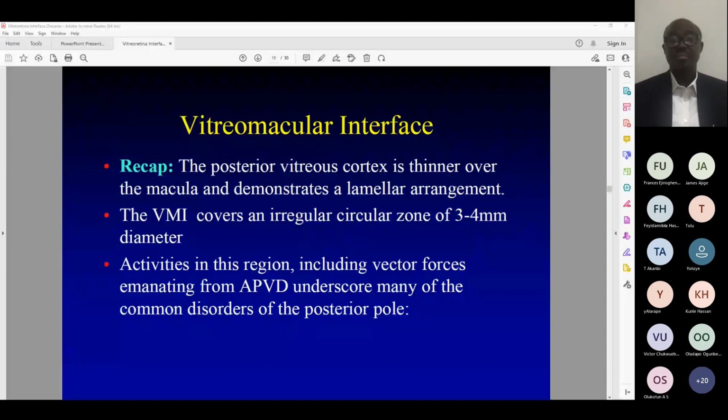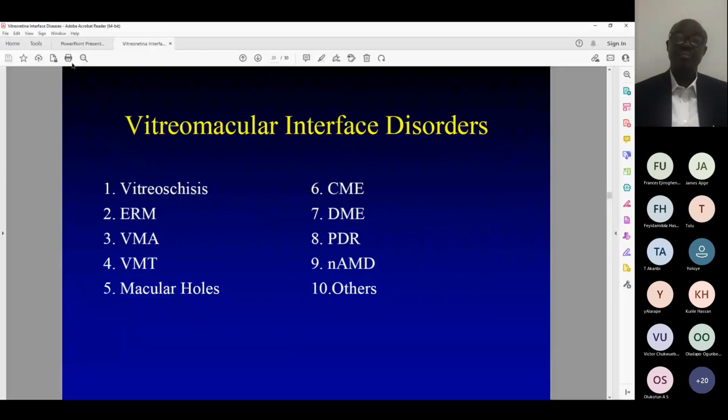Can we see that? Next slide, please. So we're going to look at diseases like vitreoschisis, epiretinal membrane, VMA, VMT, macular holes, and then probably just take a little detour around the others on the right-hand side. So should we go on?